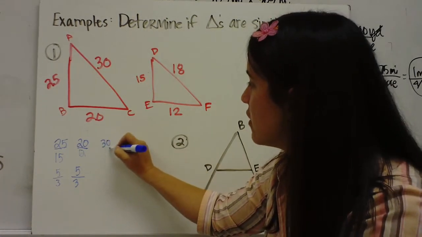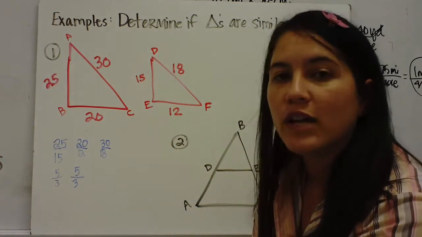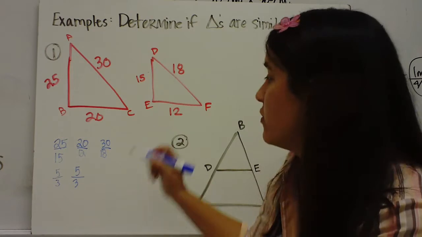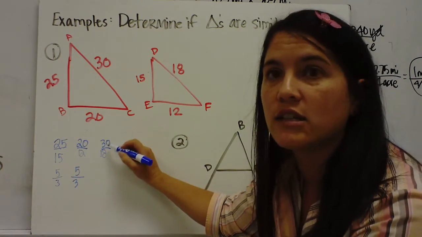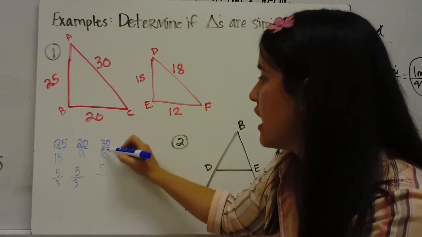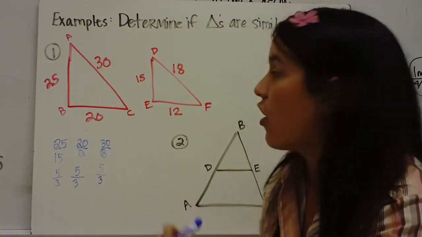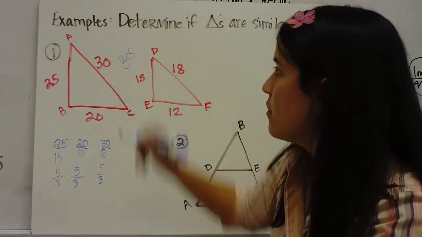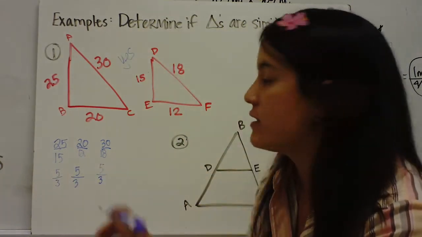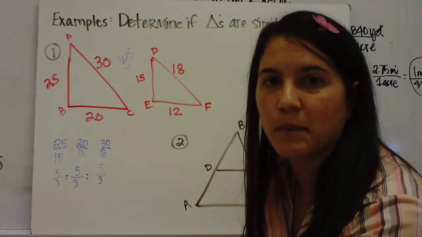30 over 18. We need to simplify that ratio, so let's see, what will go into 30 and 18? 6. Let's divide the top by 6 and we get 5, and 18 divided by 6 and we get 3. So these are similar because their ratios are all the same. 5 over 3 and 5 over 3 and 5 over 3.